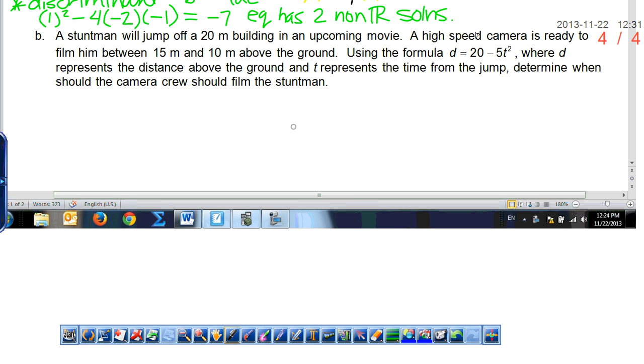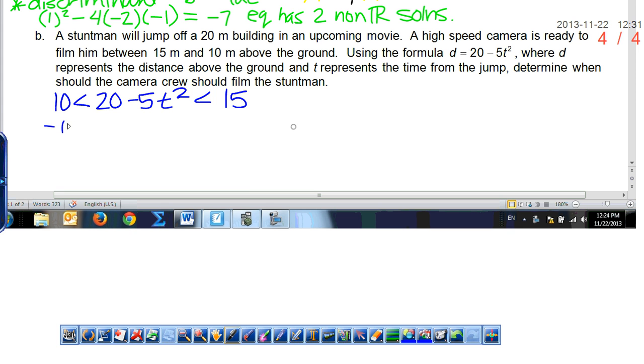Okay, so I want to know basically when is the stuntman between these two heights. So I could set up a compound inequality here. What might that look like? Blake? Very good. Everyone okay with that? I want to know when is he between these two distances. All right, well, remind me how I solved this.